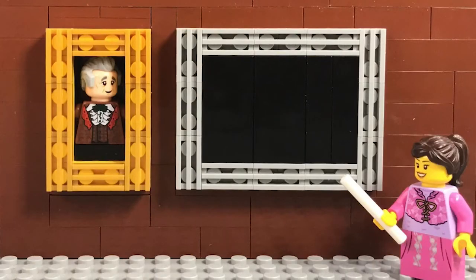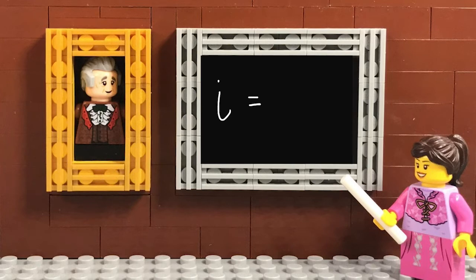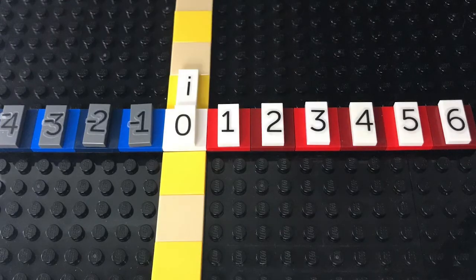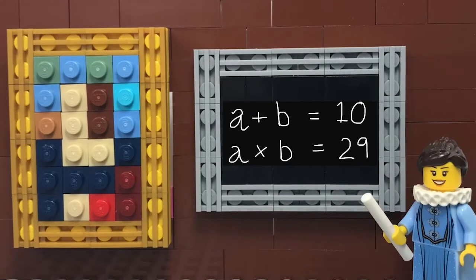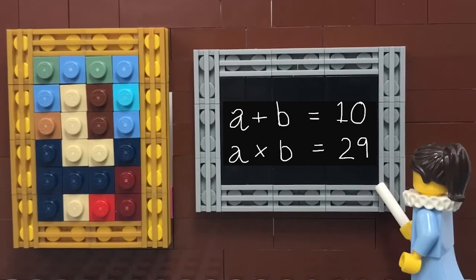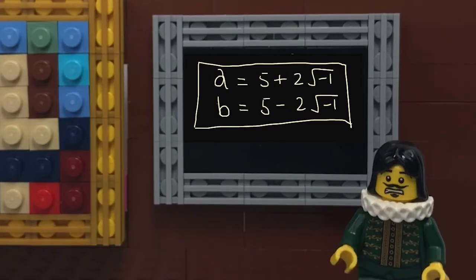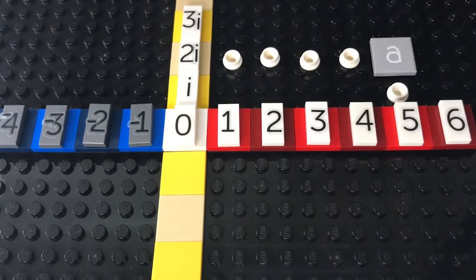Later, it was Carl Gauss who assigned the letter i to represent the imaginary unit, the square root of -1, which we still use today, except for the people who use j. So back on our complex plane, the imaginary axis has the units of i. So the answer to our problem, a plus b equals 10, a times b equals 29, would be 5 plus 2i and 5 minus 2i.